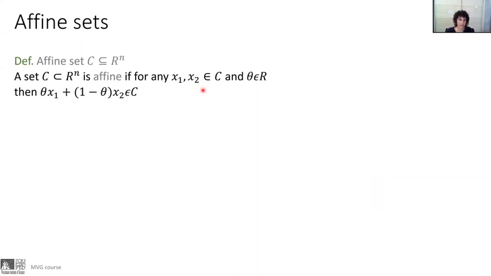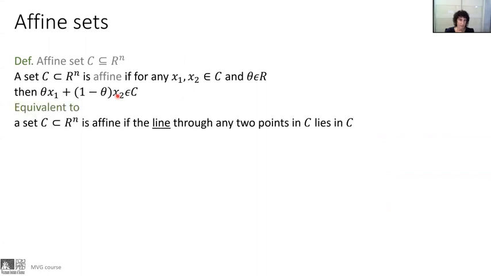What are affine sets? A set is affine if and only if for any two points in the set and any number theta, the line between them resides in the set. This is equivalent to saying that a set is affine if the line through any two points in the set lies in the set.